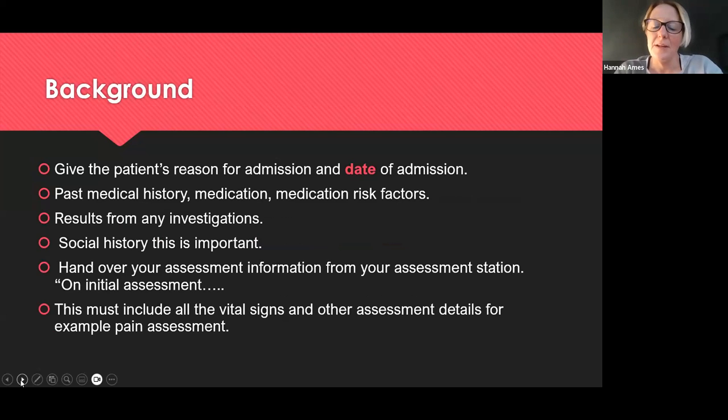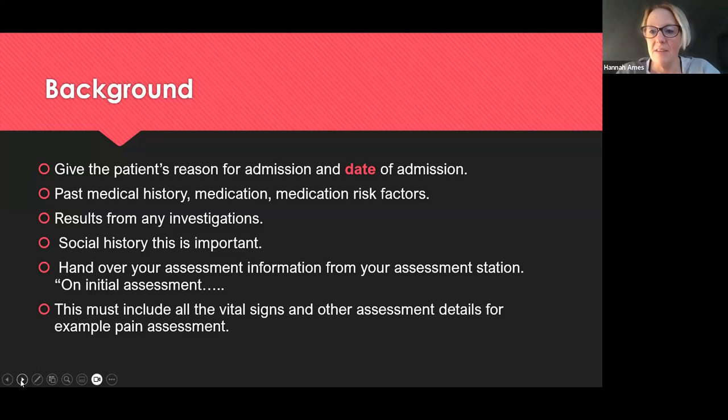Okay, so you need to give the patient's reason for admission and date of admission. And you'll get this from your assessment paperwork, which you had in your assessment station. Okay, so use that, look through that. You need to give the past medical history, their medications that they're normally on, and any medication risk factors. When you read the front of that drug chart, the bottom of the first page might be crossed if they were diabetic. And again, you'll get all that information from your assessment station and your implementation station.